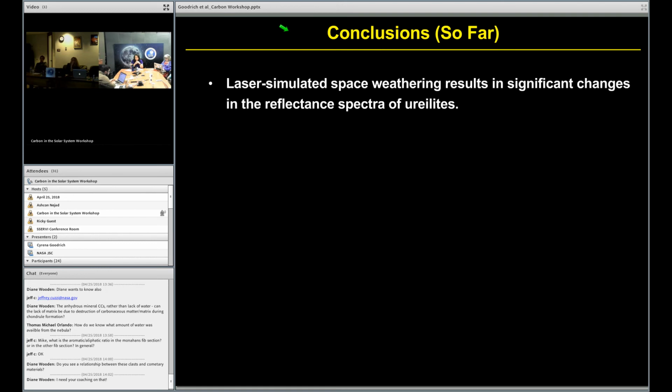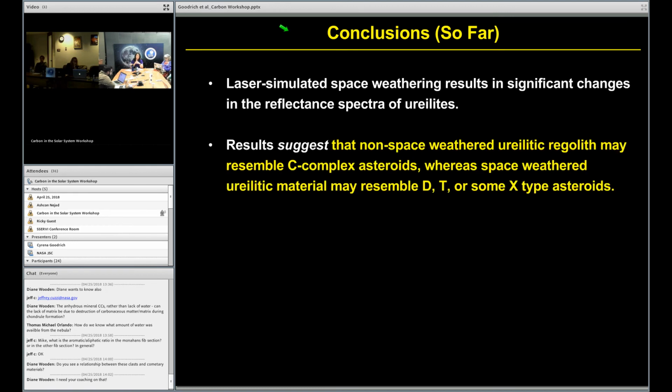So if we want to look for Ureilitic asteroids and we want to learn how to distinguish them from carbonaceous chondrite type asteroids, which are going to be a very different kind of rock, then we need to study space weathering of Ureilites. The results so far seem to suggest that non-space weathered Ureilitic regolith may resemble C-complex asteroids, whereas space-weathered Ureilitic material may resemble DT or some X-type asteroids, which certainly, if it holds up, would be of great significance to missions to asteroids, since we have missions currently going to C-complex asteroids, and we have missions currently going to D-type asteroids.